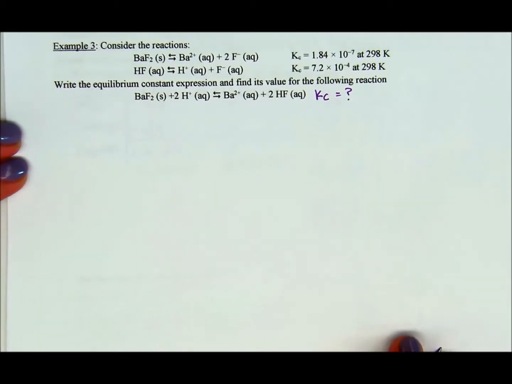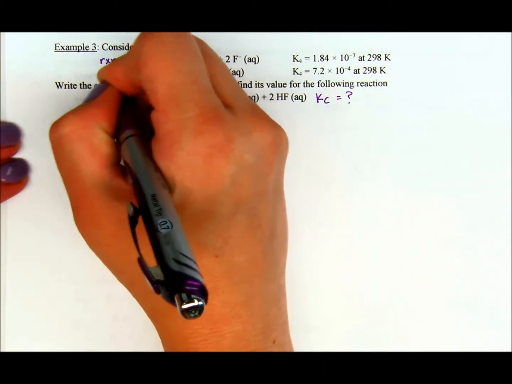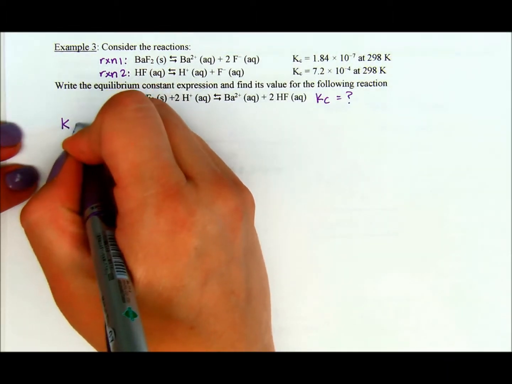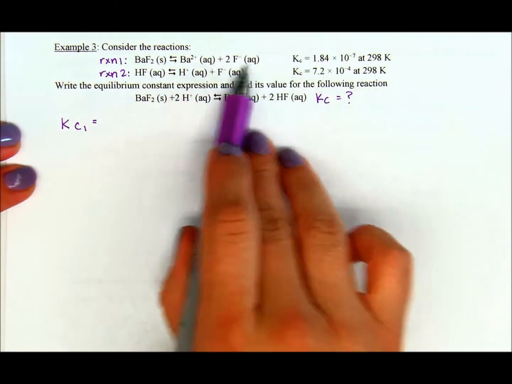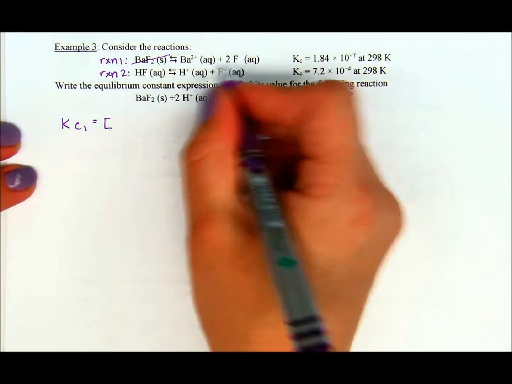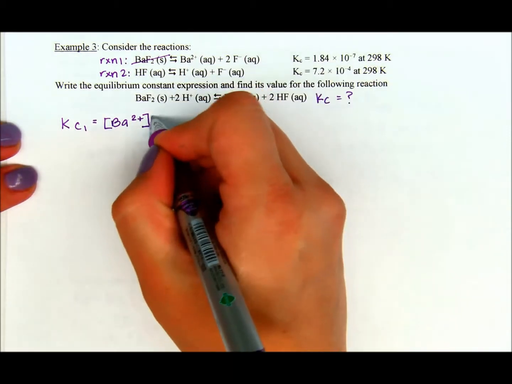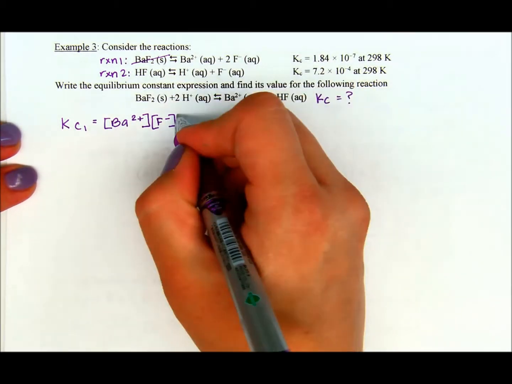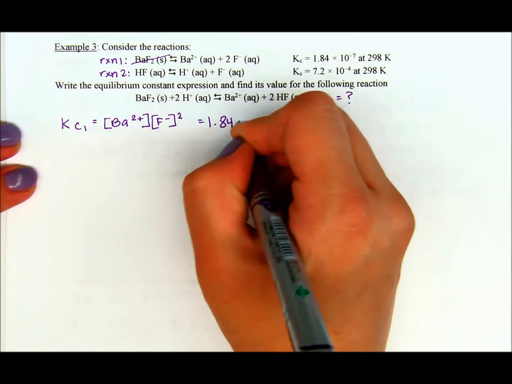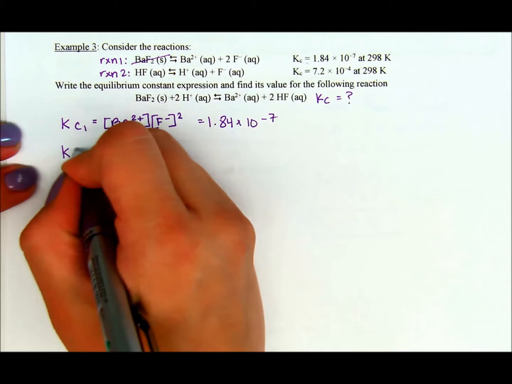Okay, so let's write our equilibrium expression for both reactions. This is reaction 1. This is reaction 2. And we're going to write our expressions for both. So Kc1 equals products over reactants. Now this is a solid, so we don't include that. So Kc1 then really is just products. So Ba2+ times fluoride, and that's going to be squared. And this is going to be equal to 1.84 times 10 to the negative 7. And I just copied that here, and that's at 298 K.